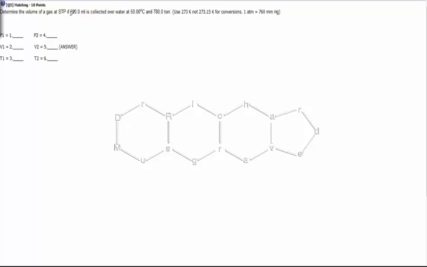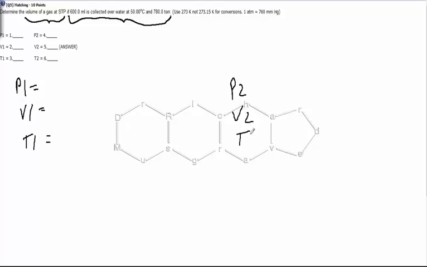We've got this set of conditions where we've got the 600 mL collected over water at that temperature and that pressure, and we've got volume of a gas at STP. Two separate sets of conditions telling us we need to use these sets of equations. Alright, so when we're doing this, I always like to write these out. You've got P1, V1, T1, and over here I'll write P2, V2, and T2.